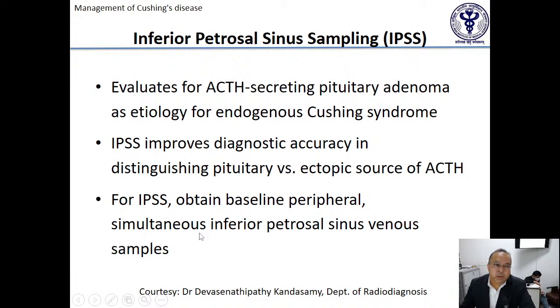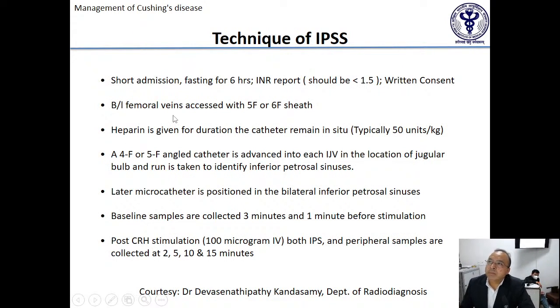For the evaluation of pituitary Cushing disease, we do inferior petrosal sinus sampling, which is done by the Department of Radiodiagnosis. It evaluates the ACTH secreting pituitary adenomas and is helpful in distinguishing central from peripheral source of ACTH. Here, after admission, we place the sheath in both femoral veins and place the catheter into the internal jugular vein and place microcatheter in the inferior petrosal sinus and take the samples. The baseline samples are collected 3 minutes and 1 minute before stimulation, and after CRH stimulation, we again collect the sample from the peripheral sheath and from the microcatheter after 2, 5, 10, and 15 minutes.